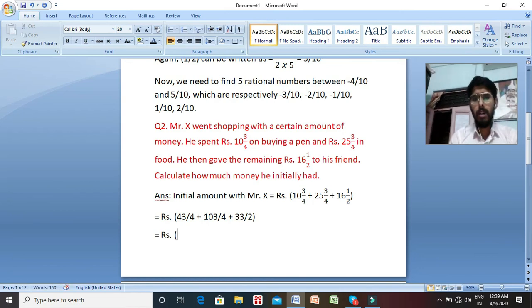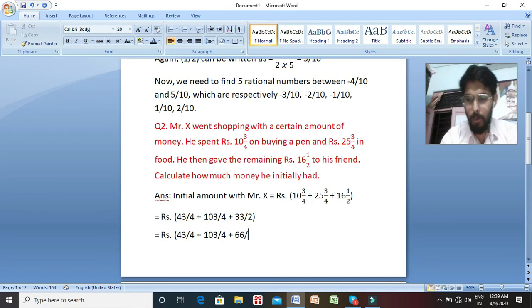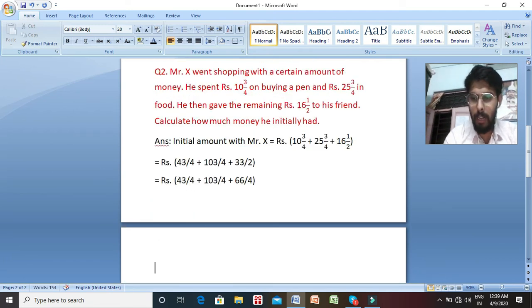Now see, here we are having 43 by 4, 103 by 4, which are having the same denominator, but 33 by 2 is having a different denominator. So let us now make all the denominators the same. So 43 by 4 will be as usual, followed by 103 by 4, and finally this 33 by 2 can be written as we can multiply 2 on both the numerator and denominator so that the denominator becomes 4. So that should be equals to 66 by 4. Okay, so this is the total one, and finally we are getting our final amount. So that should be rupees.